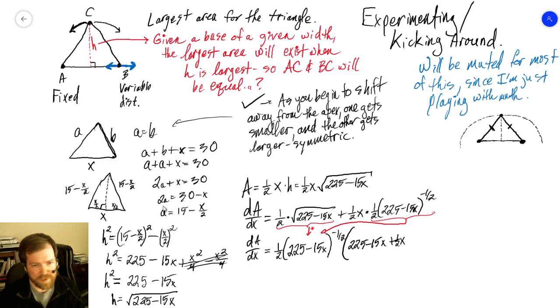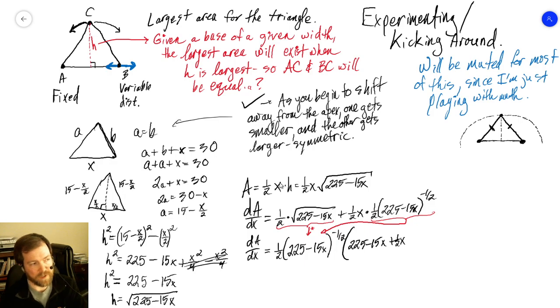Anyway, once I got that, we now have two right triangles, and you can use the Pythagorean theorem to figure out what the height's going to be. So height squared is going to be equal to (15 minus x over 2) squared minus (x over 2) squared. The x over 2 terms on each of these become x squared over 4. One's positive, one's negative, so they subtract out, and you're left with h squared is equal to 225 minus 15x. There we go. And so h is going to be the square root of that.